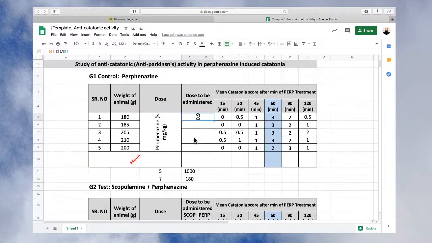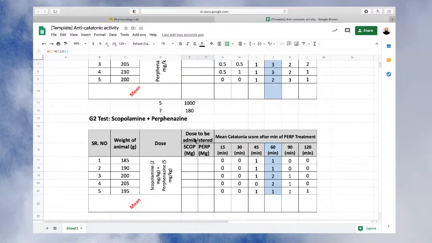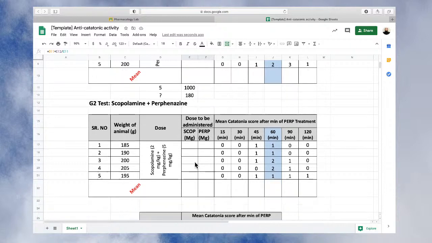This is in case of control, since you have only given perphenazine, so you need to calculate the dose only for the perphenazine. But in case of the treatment, you have to give both the drugs, perphenazine as well as scopolamine. So you need to calculate the dose for both. For scopolamine, you need to calculate it for 2 milligram per kg, because the dose you are giving for scopolamine is 2 milligram per kg, and in case of perphenazine it is 5 milligram per kg. The way I have shown for these doses, you can calculate the dose for the treatment group or test group as well.